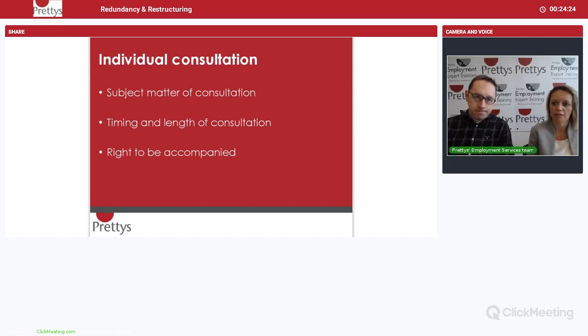But of course, the shorter the consultation, the more likely that the quality may be questioned. And when I say short, I think a week or less is very short. But of course, it is very much going to depend on circumstances. If you don't need a selection pool and you don't need selection criteria because you've just got one role that's at risk of redundancy, then of course it's going to be a much shorter consultation process, as opposed to one where you've got a number of employees in a pool with selection criteria and challenges and so forth. So no hard and fast rule, unfortunately.